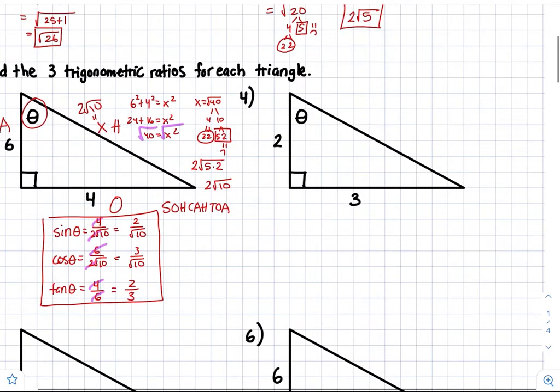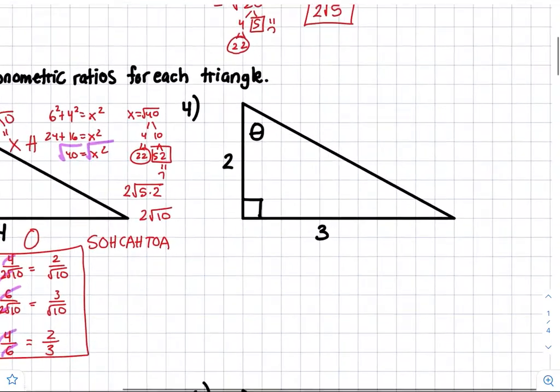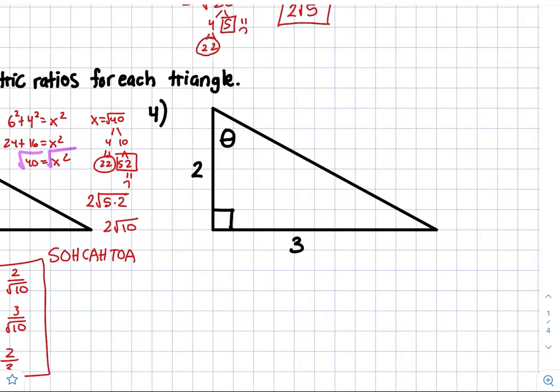Okay, number 4. Again, we have to find the third side, everybody. So Pythagorean theorem: 2 squared plus 3 squared equals x squared. 4 plus 9 is equal to x squared. 13 is equal to x squared. Square root both sides, everybody. So x is equal to square root of 13. That's as simplified as it can get. You cannot simplify the square root of 13.